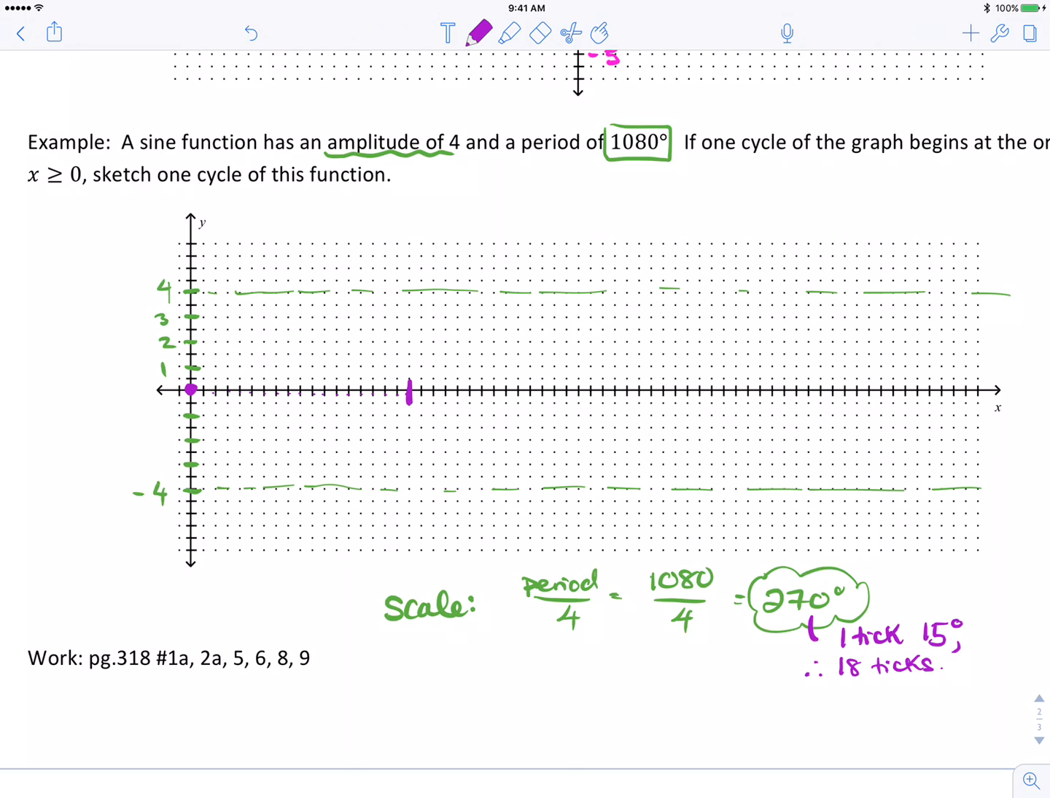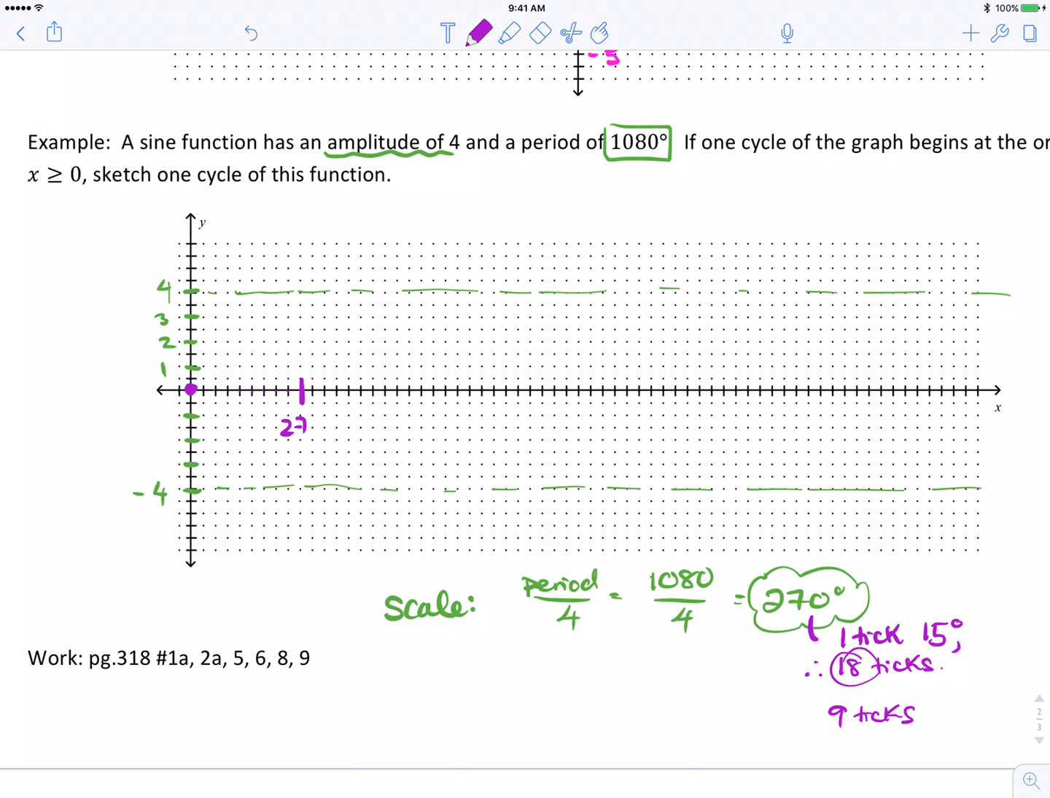Okay. So if that's just the first part there, I can see that I'm not going to have 4 of those full cycles to get to 180, so I'm going to divide it. Instead of saying 18 ticks, we're going to go about halfway through that, so we'll do 9 ticks for our scale. So let's try it again. 1, 2, 3, 4, 5, 6, 7, 8, 9.